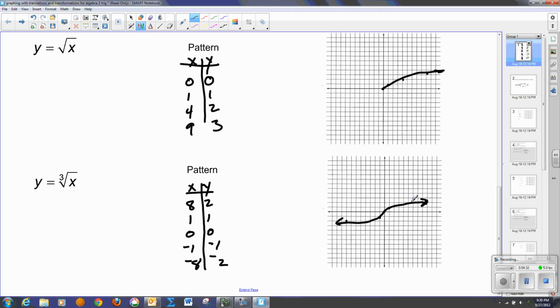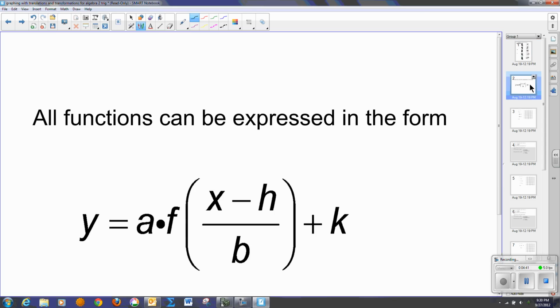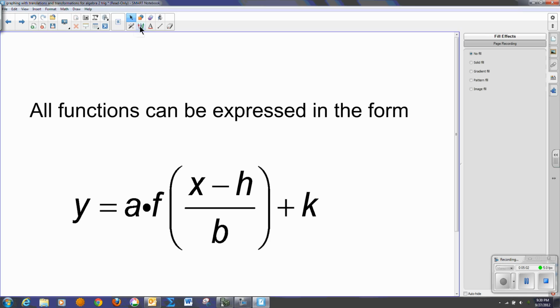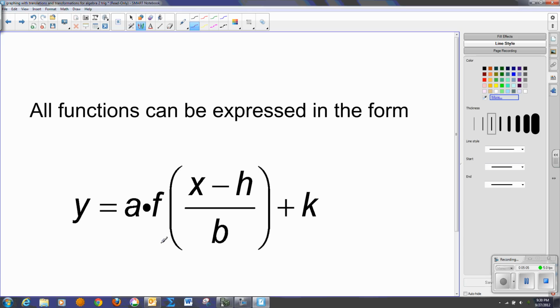Now, it turns out that all graphs can be written in a specific way using a specific generalized formula. And here it is. All functions can be expressed in this form where y is equal to some a times f of (x minus h) over b, plus k. Now, what I want you to notice right here is this f. This f corresponds to the function. So if it's a square root, the function is a square root function. If it's squared, it's the squared function, et cetera.